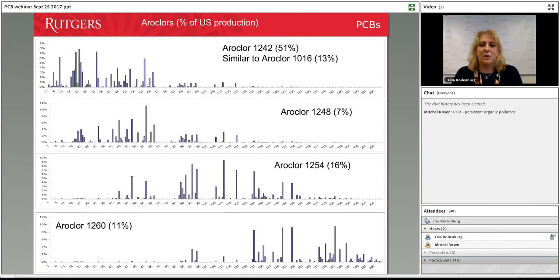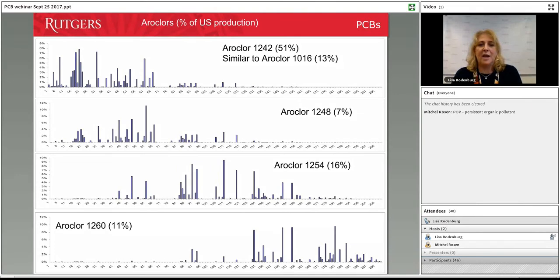So here's an example of what the different Aerochlors look like. These are the 4 big ones. I remember I mentioned that Aerochlor 1016 looks a lot like Aerochlor 1242, so they're very similar, so I've lumped those together. And then there was Aerochlor 1248, 1254, and 1260. So these 5 Aerochlors made up 99% of all the US production. There are a couple of others. There's Aerochlor 1268 and 1272, but those were very, very minor, rarely used, not the kind of thing that you're typically going to run into when you're doing any kind of site assessment or thinking about PCBs.